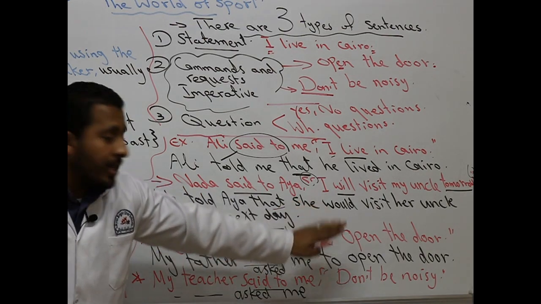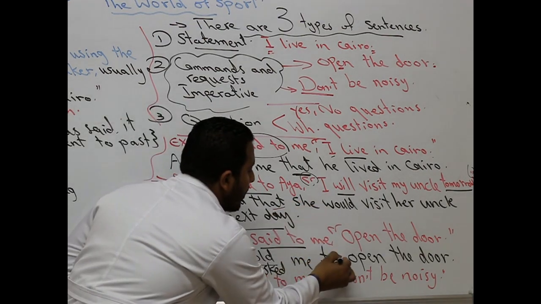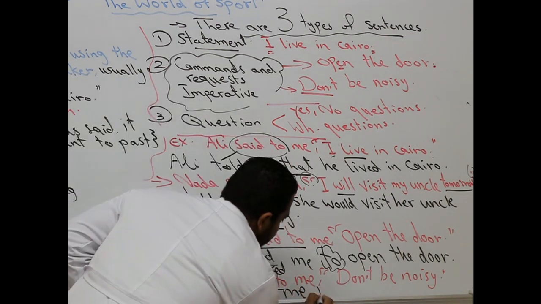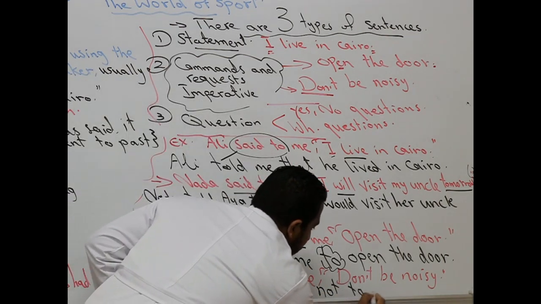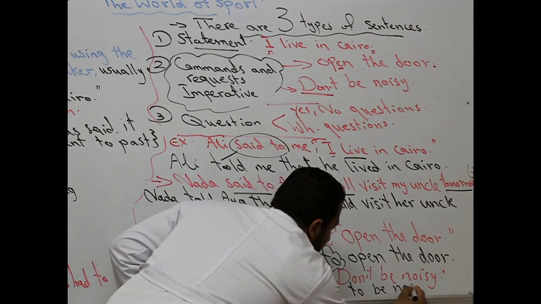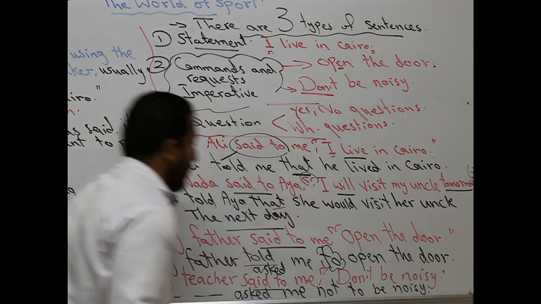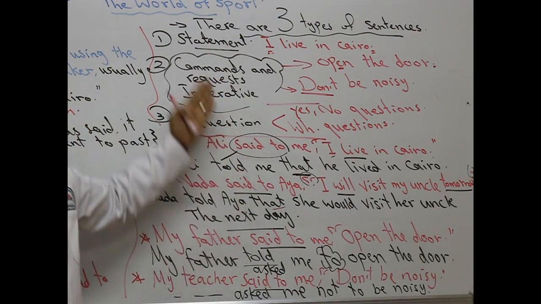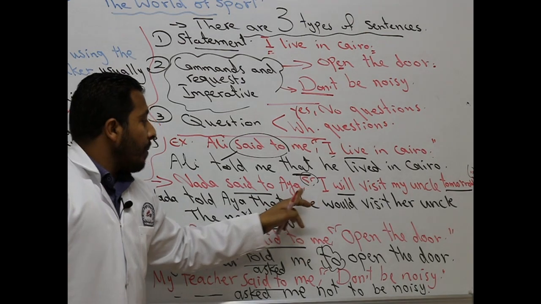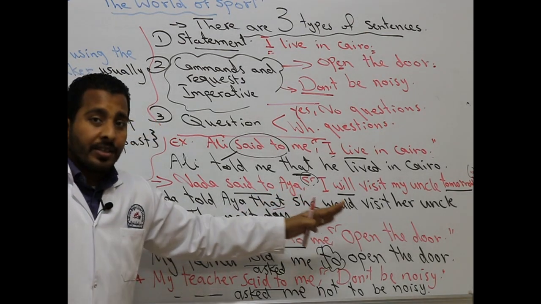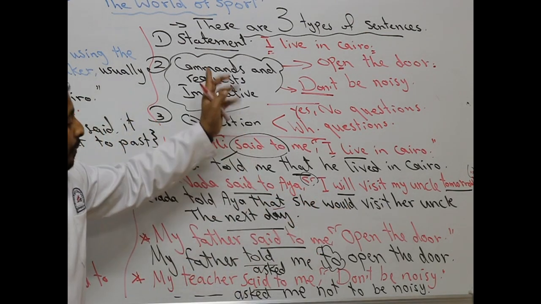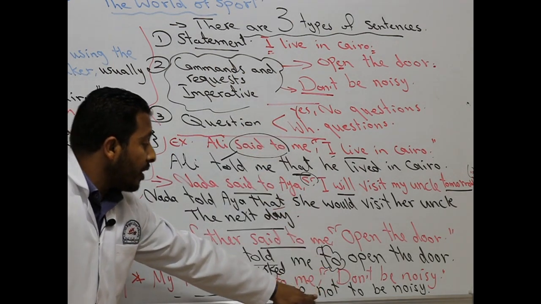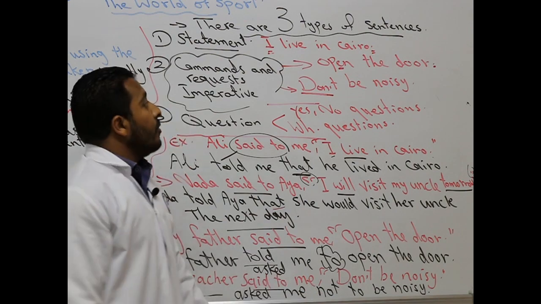In affirmative sentences we use to. In negative sentences we use not to. Not to be noisy. But the difference between statements and imperative: statements we drop quotation marks and use that, but imperative sentences in positive we drop quotation marks and use to. In negative we drop quotation marks and use not to.